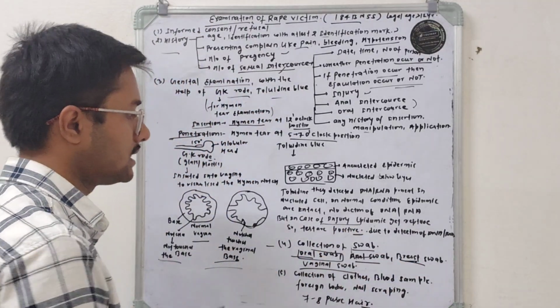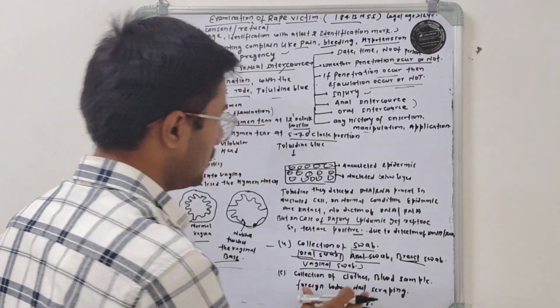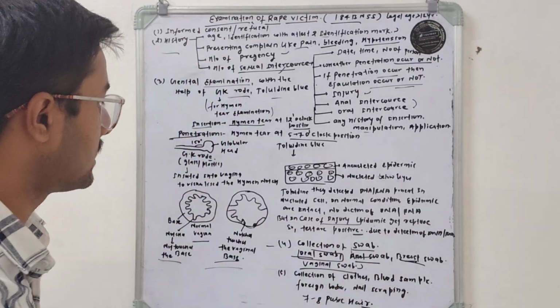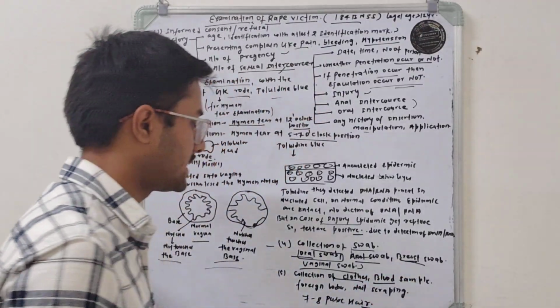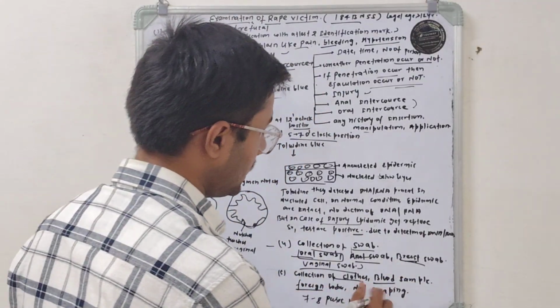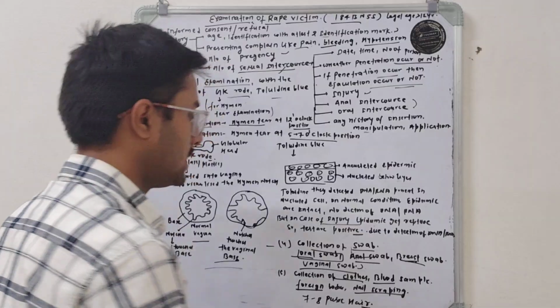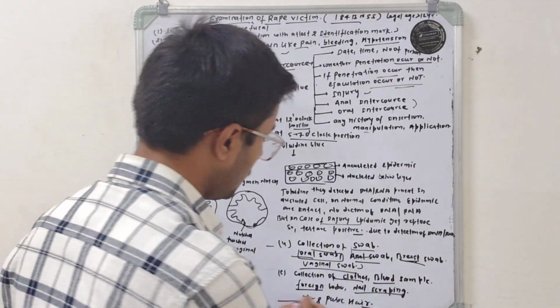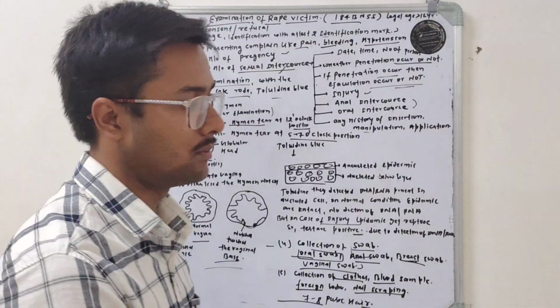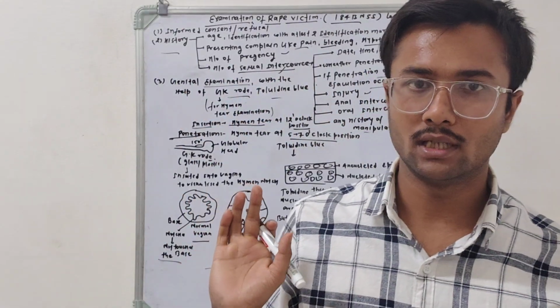After collecting the swabs, we collect some more things like the victim's clothes, blood samples, foreign bodies, nail scrapings, and 7 to 8 pubic hairs. So all these things are collected under the victim examination. This is all about the victim examination.